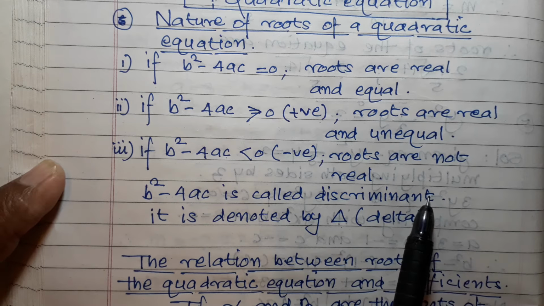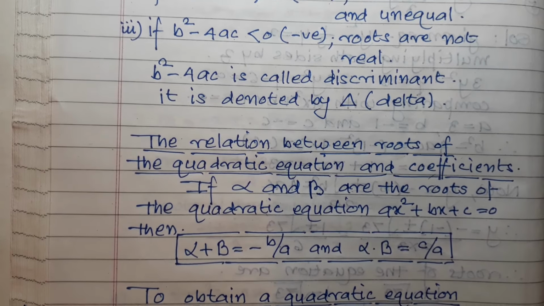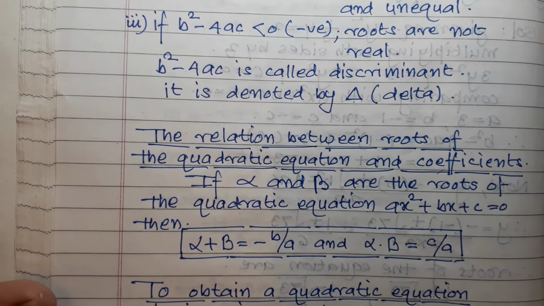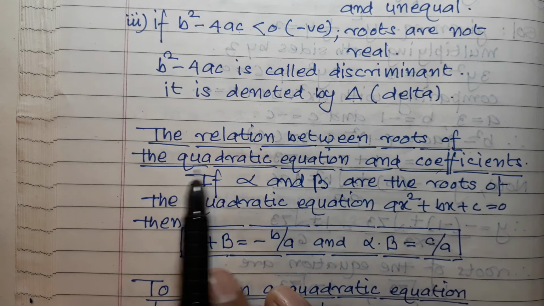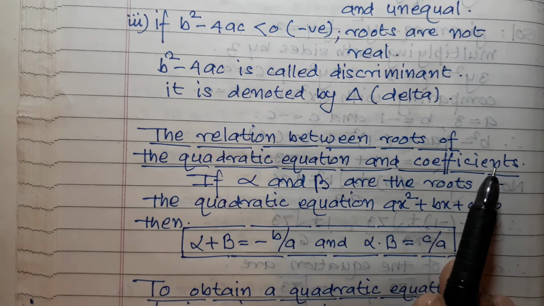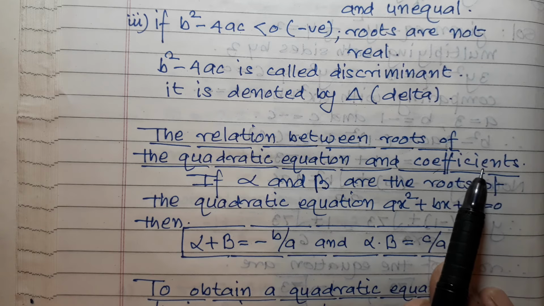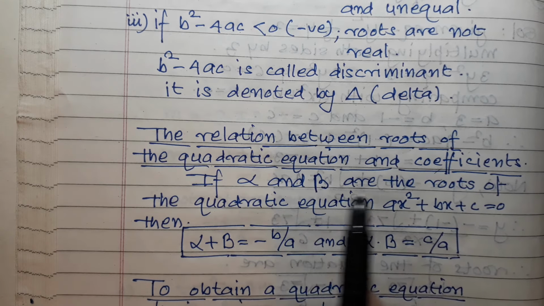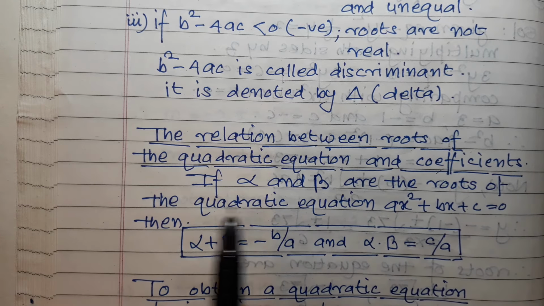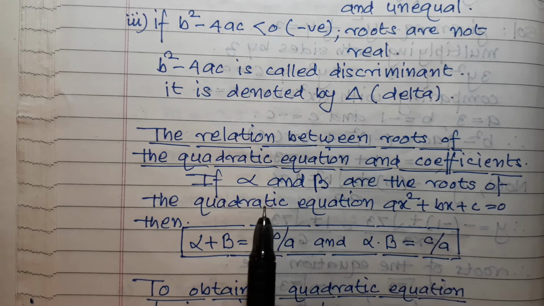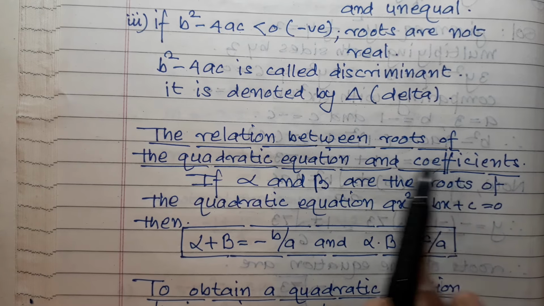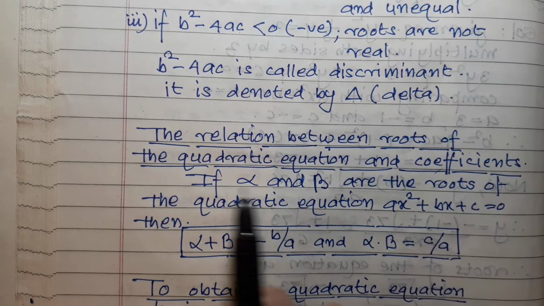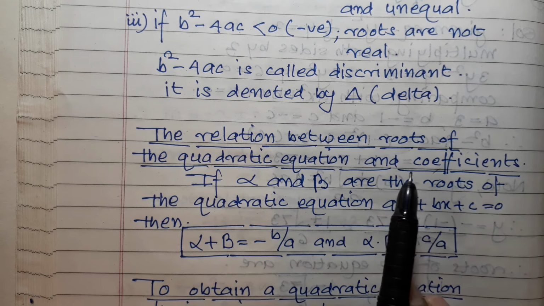Then I will explain one more topic, the relation between roots of the quadratic equation and coefficients. So you know the coefficients of a quadratic equation. Now if alpha and beta are the roots of the quadratic equation, then there is a relation between alpha, beta and the coefficients of the quadratic equation. Coefficient of what terms? X square term, x term and constant.